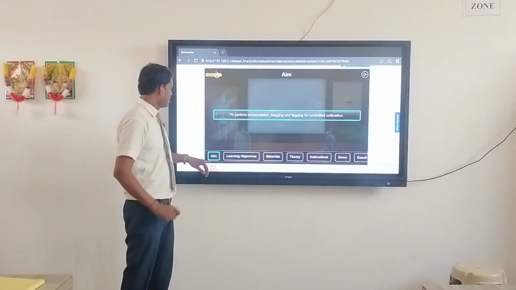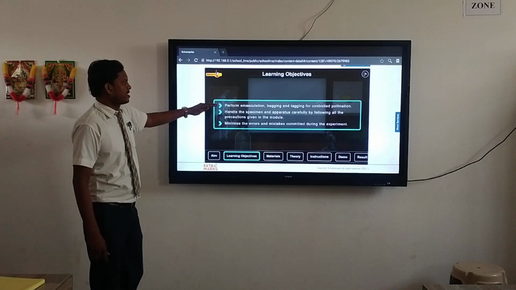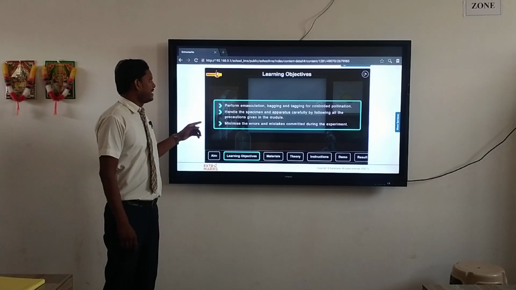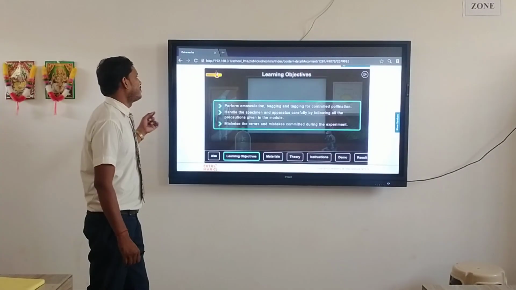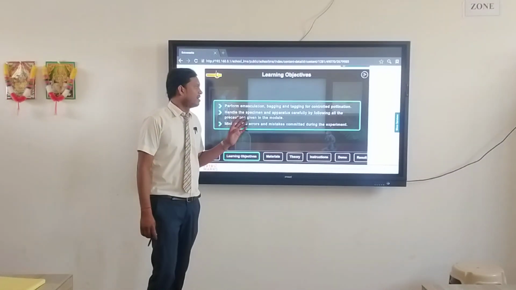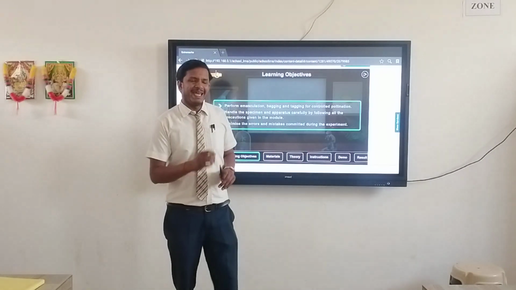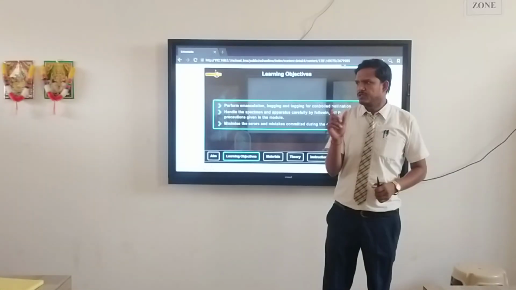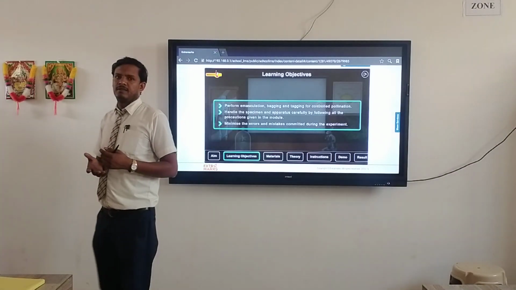Okay. Then what is the objective? Perform emasculation, bagging and tagging for controlled pollination. Handle the specimen and apparatus carefully by following all the precautions given in the modules. Minimize the errors and mistakes committed during the experiment. One more thing. In any practical subject, you will see there is a topic known as error. Okay. Practical hand.